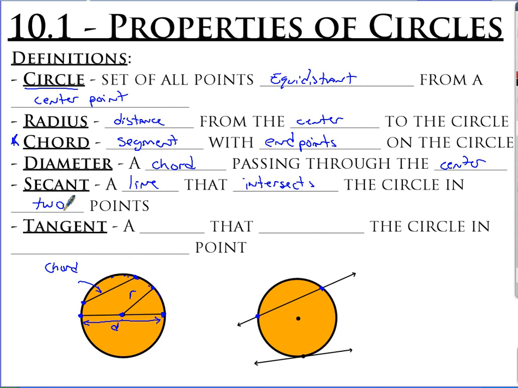So you have a secant there. I mean, any line that passes through the circle and touches it twice is a secant. Okay. Then one more is tangent.